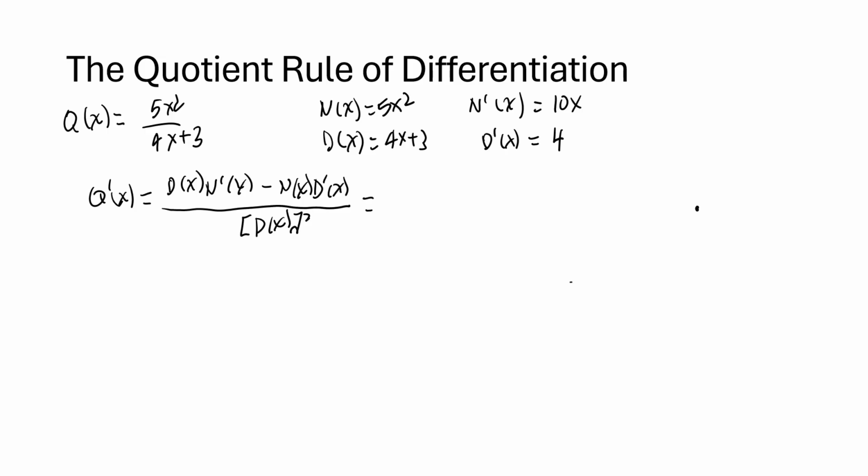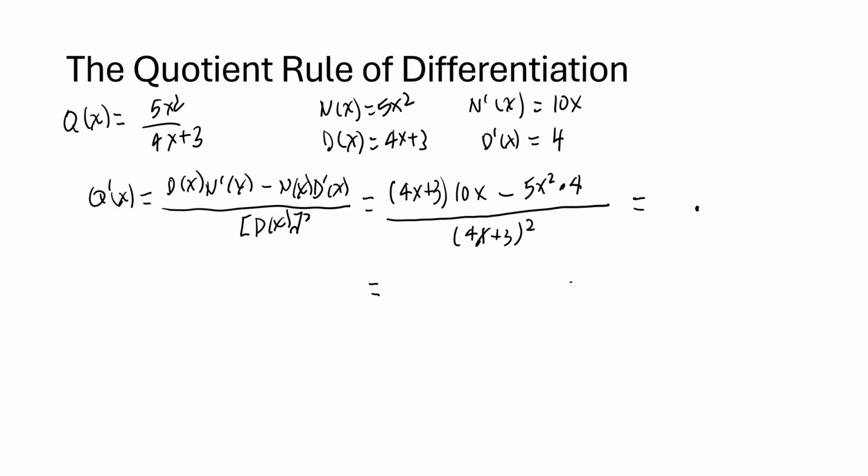Plugging those equations in, d of x we know is just 4x plus 3. N prime is just going to be equal to 10x. Now minus, and then we have n of x, which is equal to 5x squared, times d prime of x, which is 4. Now divide all that by d of x squared, and d of x is just 4x plus 3 quantity squared.